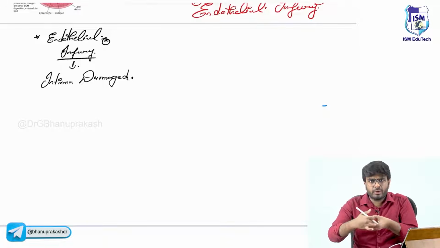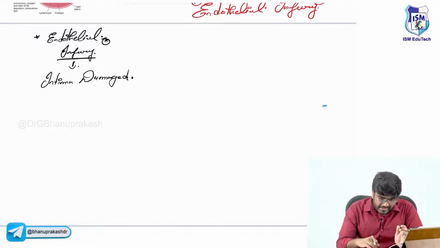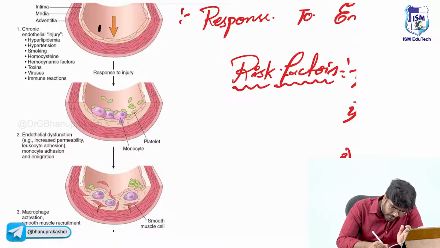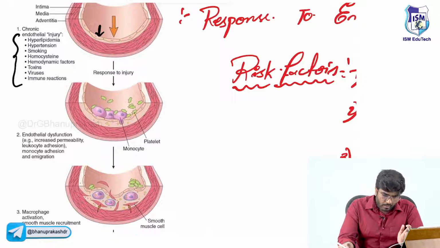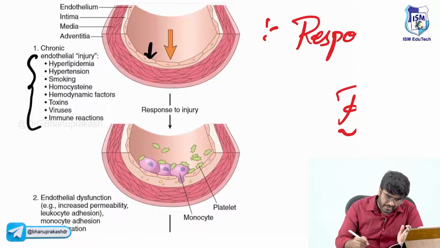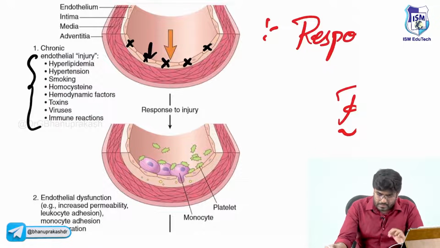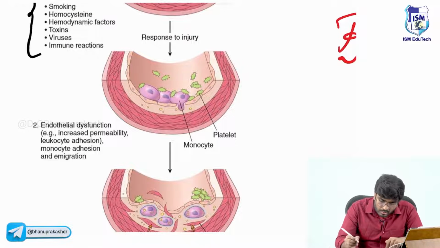Simple, right? The endothelium forms the intima. So the intima is getting damaged. When the intima is getting damaged, look here. This is the intima, right? All these are the risk factors. What are these risk factors doing? These risk factors cause damage to the intima, the endothelial layer. Now, when the endothelial layer is damaged, look here.